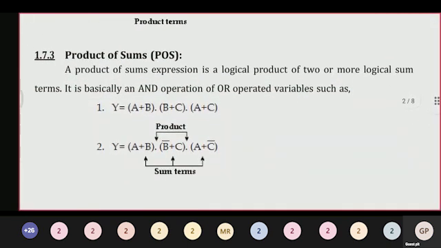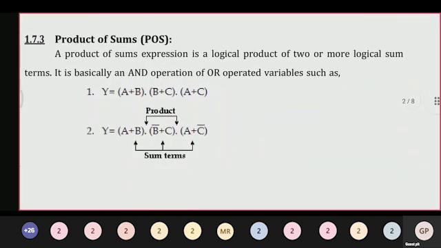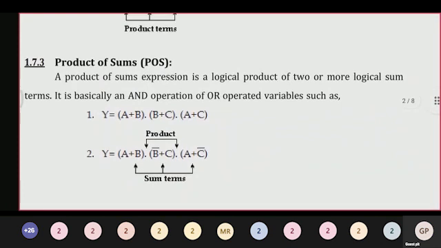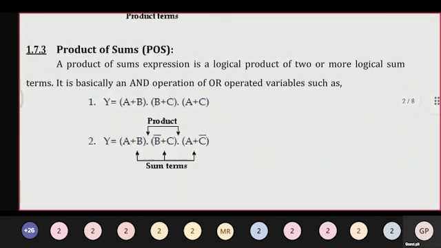Next one is product of sum terms. A product of sum term is nothing but a logical product of two or more logical sum terms. So it may consist of four sum terms, or five sum terms. Anything it may be.